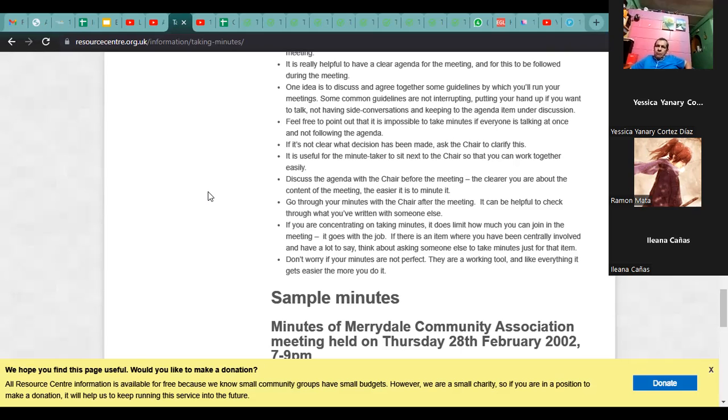Discuss the agenda with the chair before the meeting. The clearer you are about the content of the meeting, the easier it is to minute it. Go through your minutes with the chair after the meeting. It can be helpful to check through what you've written with someone else. If you are concentrating on taking minutes, it does limit how much you can join in the meeting. It goes with the job.